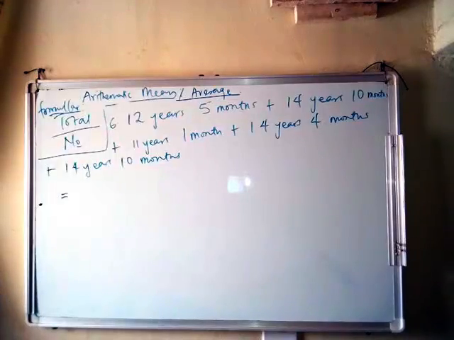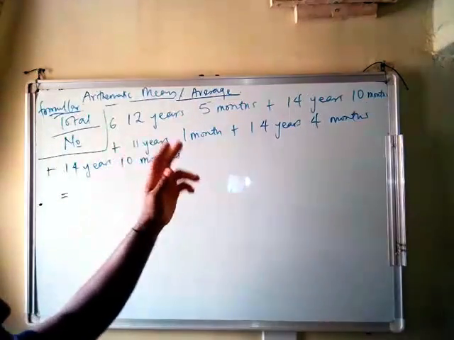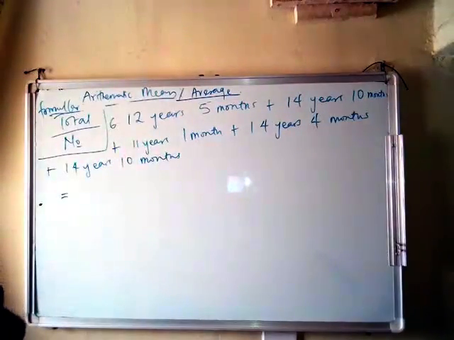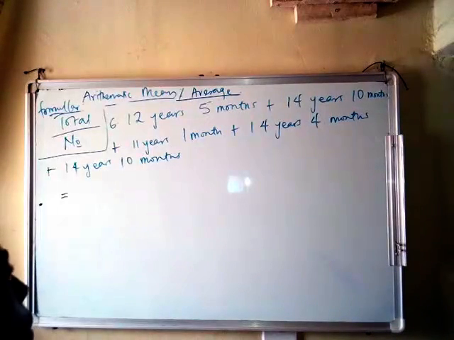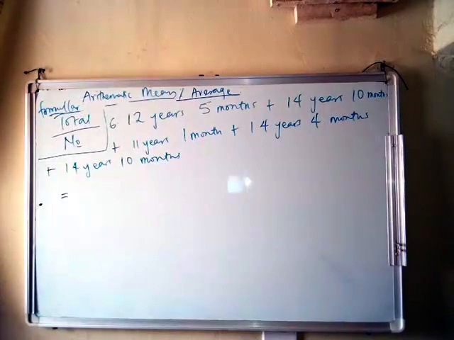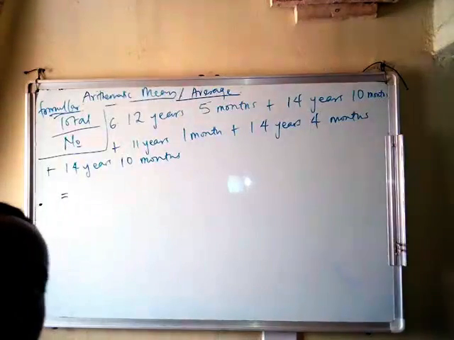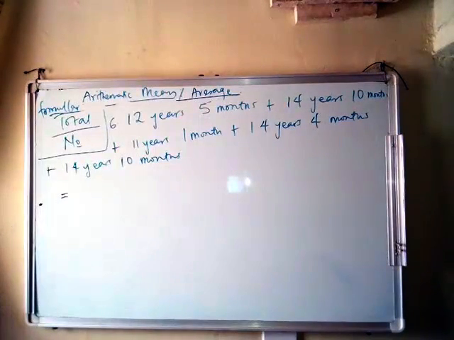So notice that this one is a little different. This one has to do with time. So you talk about years and months, but notice that it says 12 years 5 months, plus 14 years 10 months, plus 11 years 1 month, plus 14 years 4 months, plus 14 years 10 months. Now if you look at this, it's not one whole number, but to make it easier to solve, we need to get them as the year and the month.